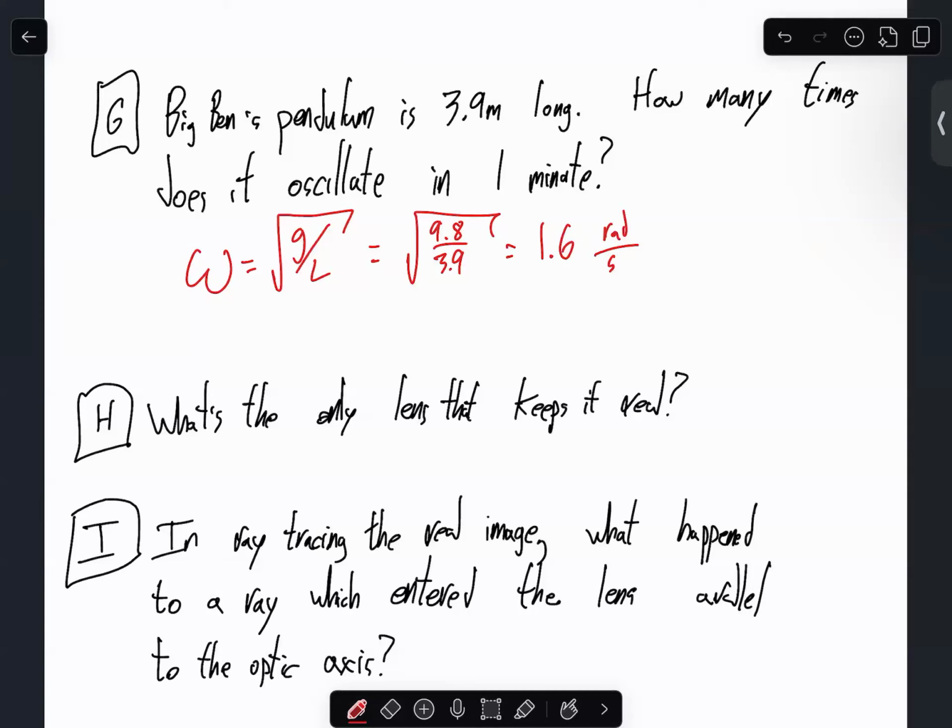If I want to turn this into cycles per minute, what I could do is say 1.6 radians per each second. How many seconds in 1 minute? There's 60 minutes in 1 second, right? No, think about it. 60 seconds in 1 minute. Watch out for that. Times how many radians in 1 cycle? How many cycles in 1 radian? 1 cycle is 2 pi radians.